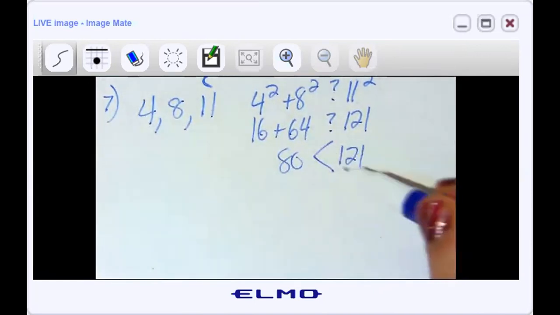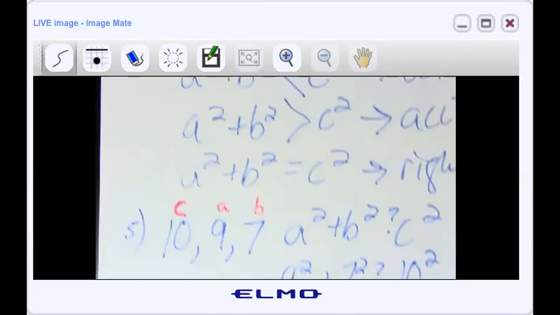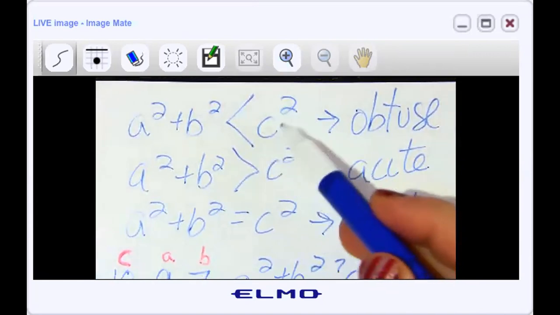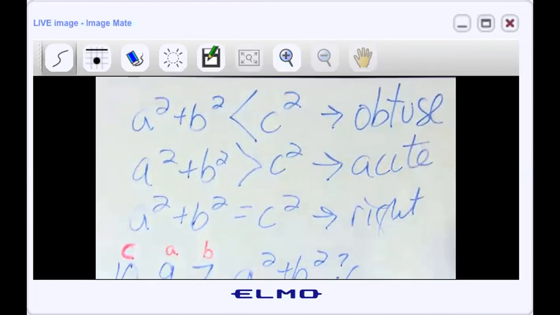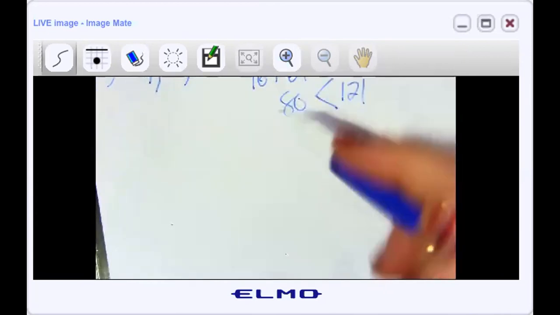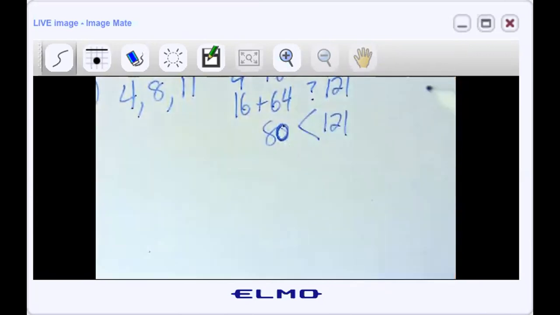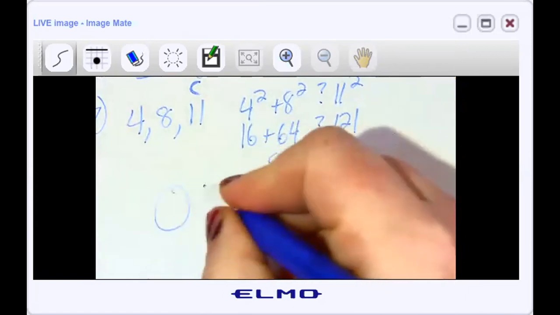So when I have this big old C squared, remember if you go all the way back up to our little chart here, there we go. When C squared is the biggest thing, I have an obtuse triangle. So getting this comparison of numbers is great, but you need to be able to tell me what kind of triangle it is. So an obtuse triangle is what we have here.